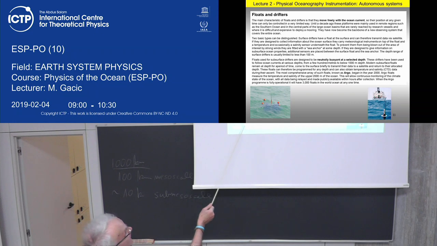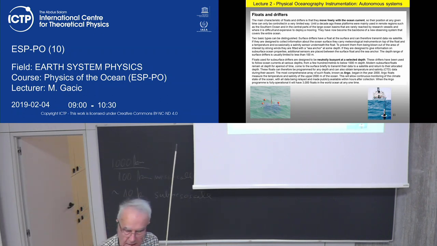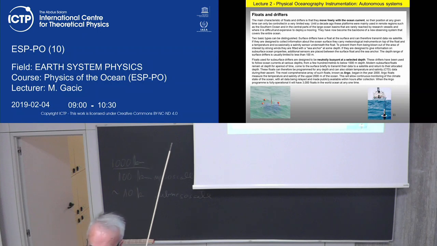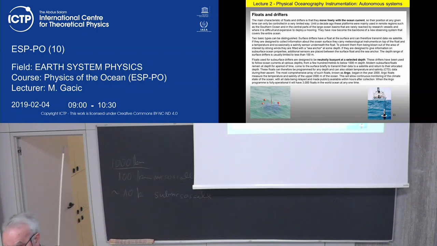And then there are floats for subsurface drifters, designed to be neutrally buoyant at a selected depth. These drifters have been used to follow ocean currents at various depths, so you can set them to have a buoyancy that keeps them at a certain depth. You decide, I want them to stay at a certain density, and then they go down to the depth where they find that ambient density, where they are in equilibrium, and they simply follow that. So they are following the isopycnal surfaces.